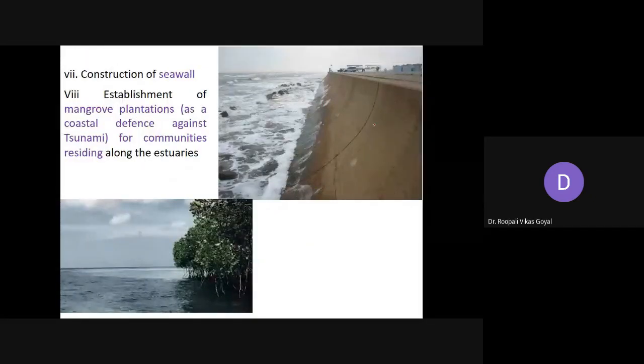Also a wall, which is generally called a sea wall, can be constructed. That will protect the surroundings of your coastal region from the very high tide generated during such a tsunami. Also the establishment of mangrove plantation. These are very general things that are done near coastal regions, by the plantation of mangroves. That will act as a coastal defense against tsunami waves and for the communities residing near those coastal regions.